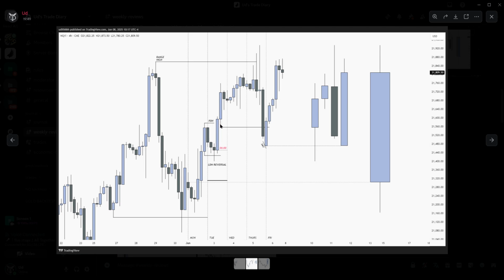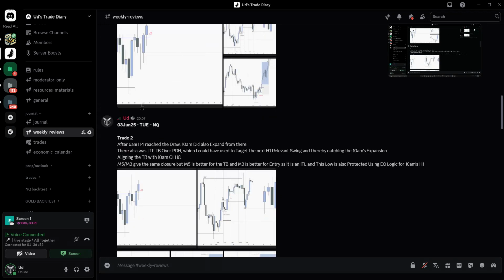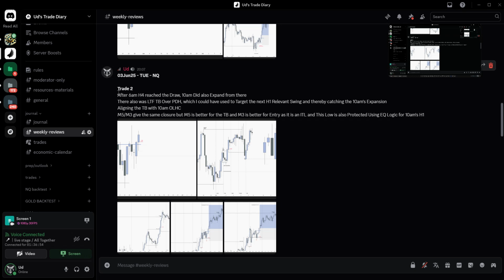If price were to give true breakout over here, I could have found some H1 relevant swing in here. The next relevant swing, true breakout over this relevant swing, meaning the next relevant swing would become the draw, correct? So I could have done that. I could have picked some H1 relevant swing in here and traded this 10 a.m.'s expansion till there, which I didn't do. So that is something that went into my weekly review. That is what I wrote.